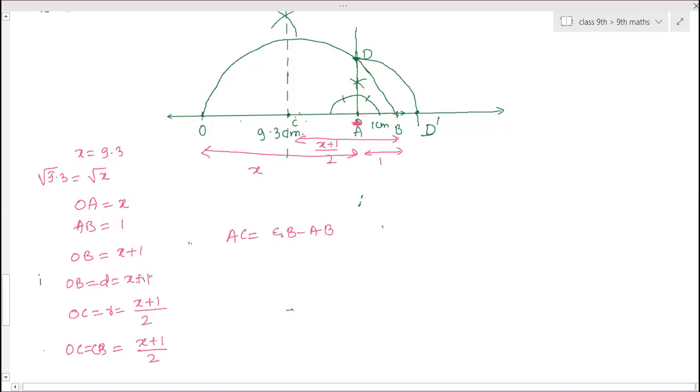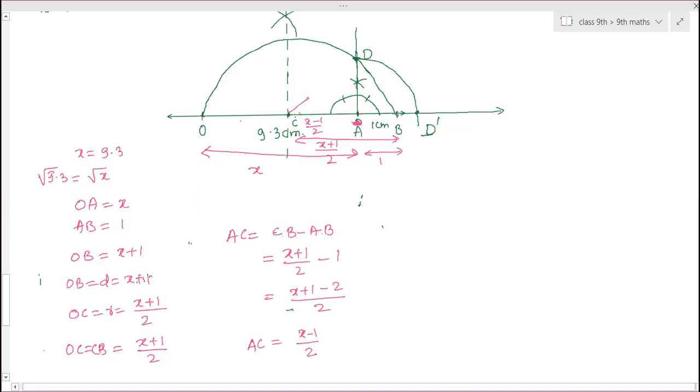AC distance is equal to BC distance minus AB distance. BC is x plus 1 by 2 minus 1. Simplify: x plus 1 minus 2 by 2. This is x minus 1 by 2, the AC distance. So what is the AC distance we got? x minus 1 by 2.